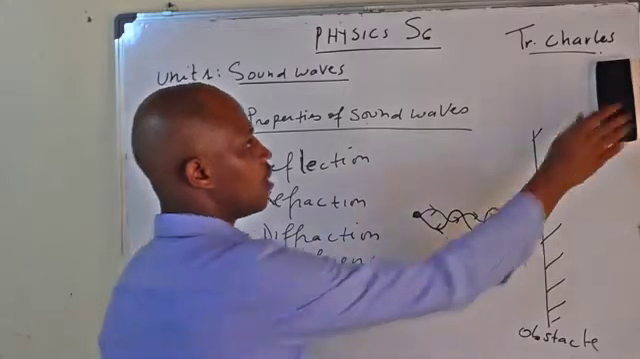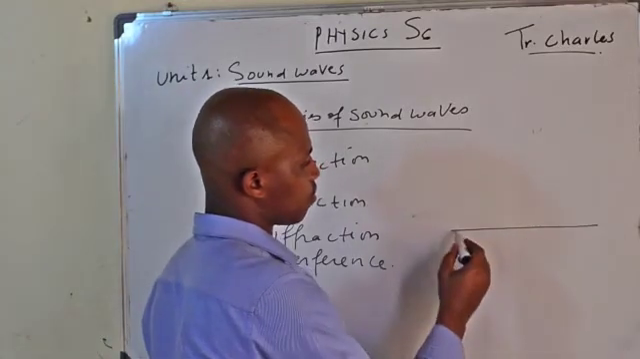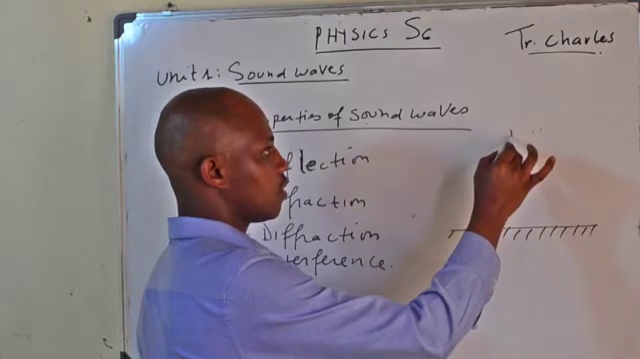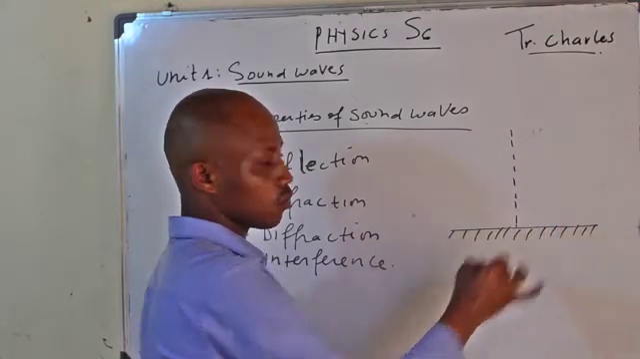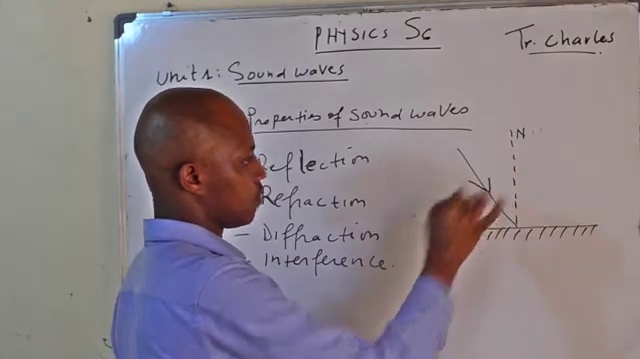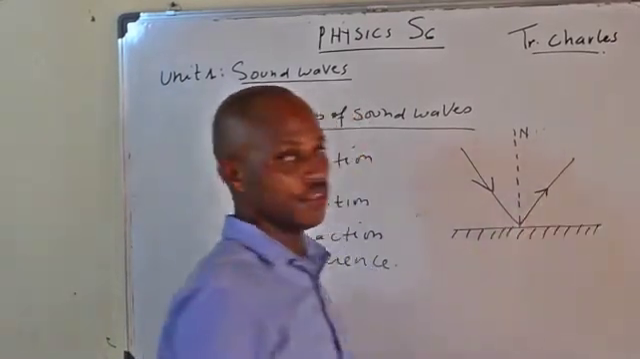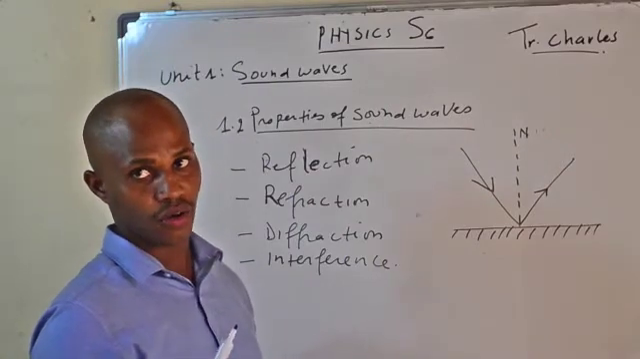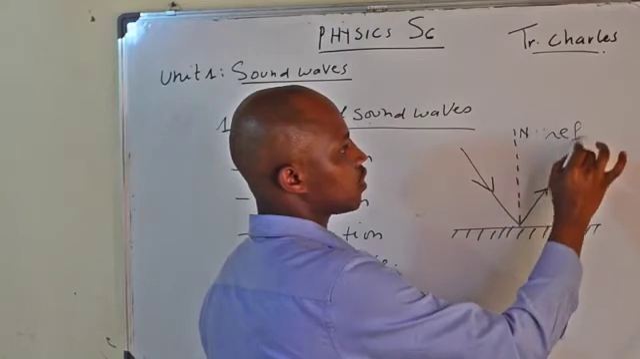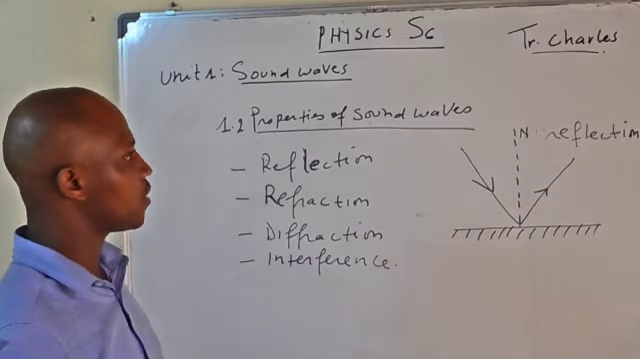Let me use another example of this reflection. Let us say this is an obstacle, okay? And let us imagine a line, we call it the normal line. If you have a wave which is coming, it is going to reflect back. This process of bouncing back of a sound wave after meeting an obstacle, that's what we call reflection. Okay, that is reflection.